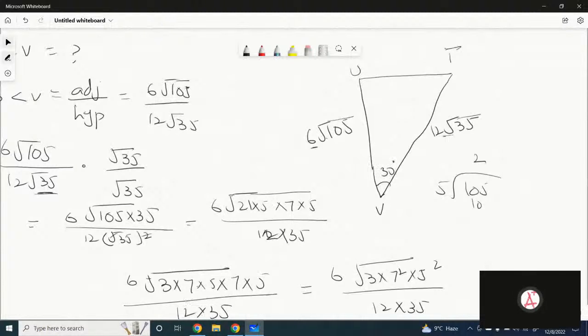Because cos of 30 degrees is square root 3 over 2. So the correct answer for this one is 30 degrees. Got it, everyone?